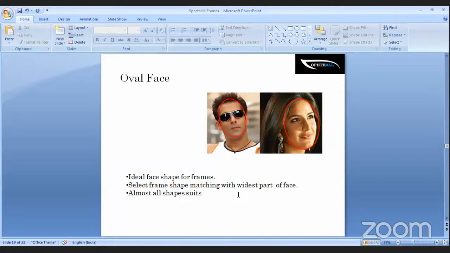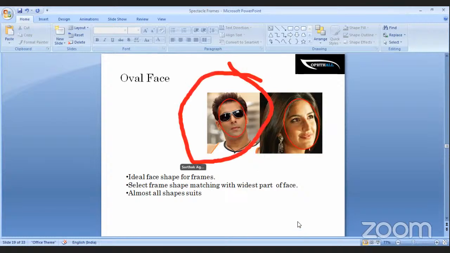Now, while selecting the ideal frame shape for an oval face, we should try and match the shape of the frame with the widest part of the face, and you can see the widest part in this case is here, above the spectacle lid. So the frame selection has been done to match the width of the widest part of the face. In such cases, almost all shapes suit.